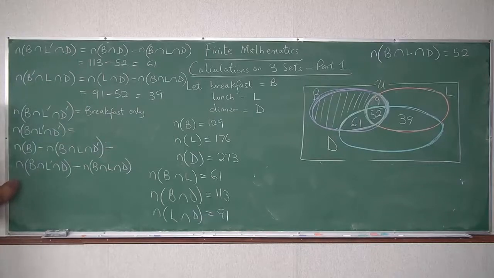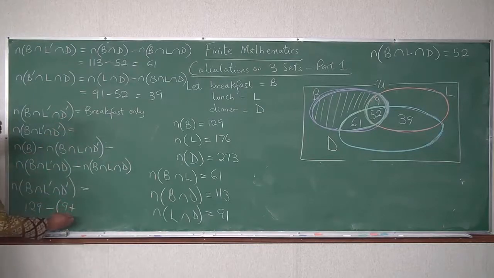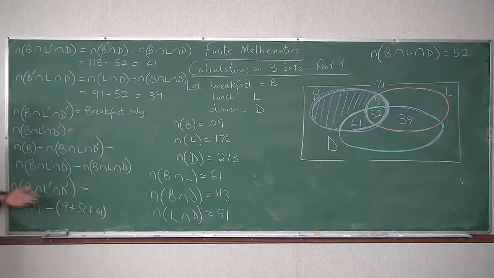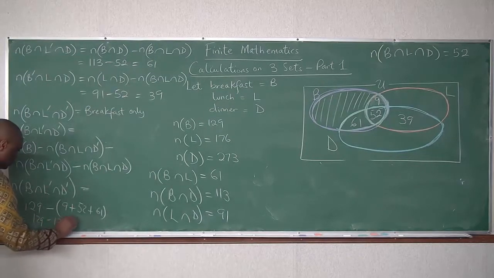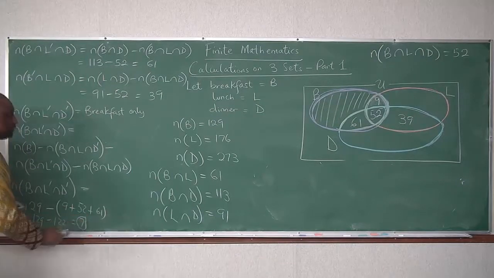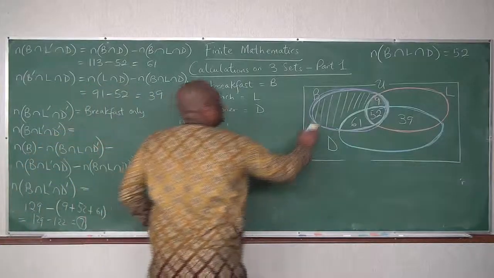Okay, so what will this be now? The cardinality of breakfast and lunch prime and dinner prime will be equal to 129 minus, and you can put this in parentheses, 9 plus 52 plus 61. So that gives us what? 129 minus, to be fast, let me just use a calculator. 9 plus 52 plus 61 is 122. So this is 7. 7 students like breakfast only. So I come here and I put 7.